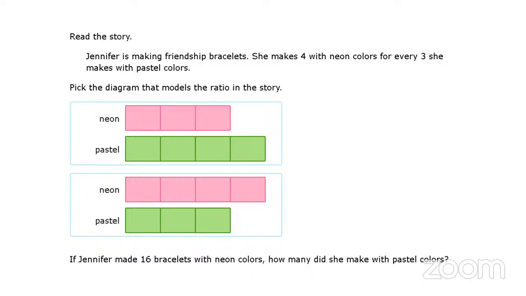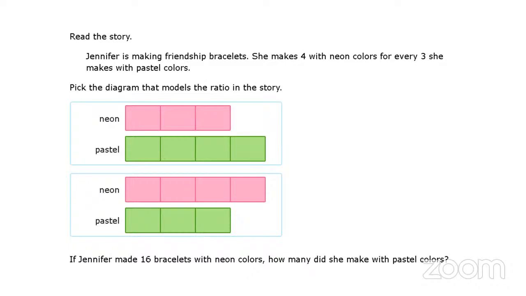It says, if Jennifer made 16 bracelets with neon colors, how many did she make with pastel colors? How will we figure that out? So tell me, how many will she make with pastel colors? You can go ahead and represent this as a ratio in the chat. So go ahead, represent the answer as a ratio in the chat to show how many she made with pastel colors. All right, so she made 16 bracelets with neon colors.